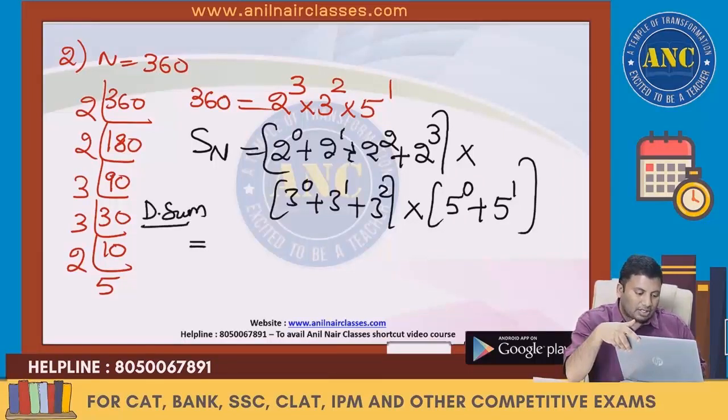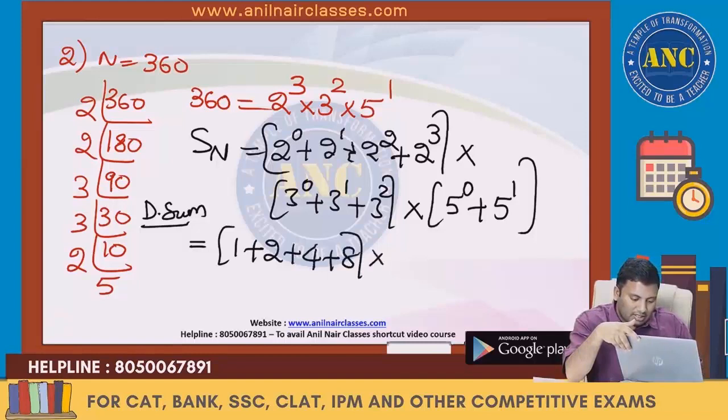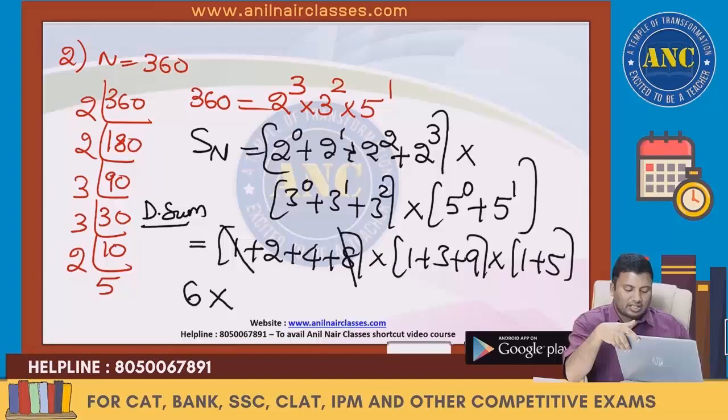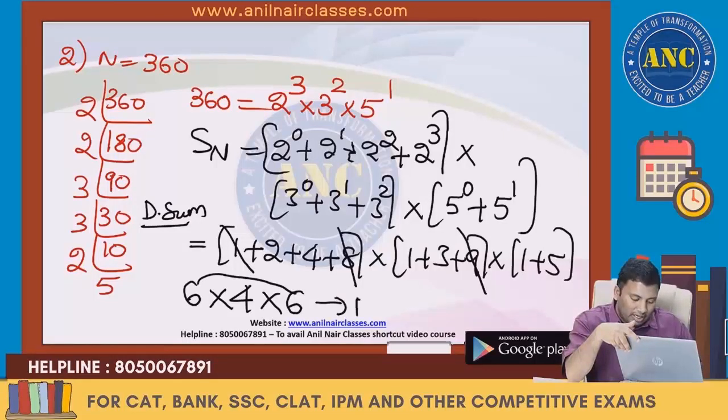Digital sum concept. This is nothing but 1 plus 2 plus 4 plus 8, into 1 plus 3 plus 9, into 1 plus 5. 8 plus 1 is 9. 2 plus 4, digital sum is 6. 9 is out. 3 plus 1 is 4. 1 plus 5 is 6. 6 6s are 36. 9. 9 into any number, digital sum is 9.